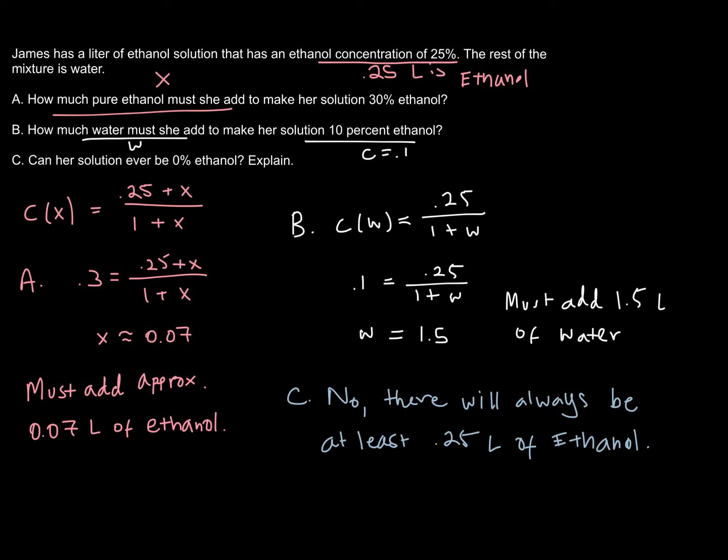In part B here, I'm not going to be changing the pure concentration. I'm going to be adding only water to the total amount. And setting equal to 0.1 is going to give me that W should be 1.5, so I must add 1.5 liters of water. No, I can never reach a concentration of 0% because that would mean I would have no ethanol in there, and there's always going to be that 0.25 liters of ethanol. So since I'm assuming I probably can't extract it once it's been mixed in, I'm never going to end up with a 0% solution.